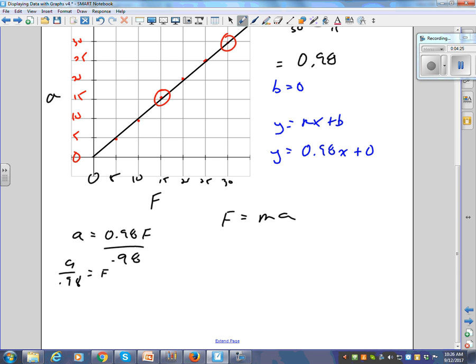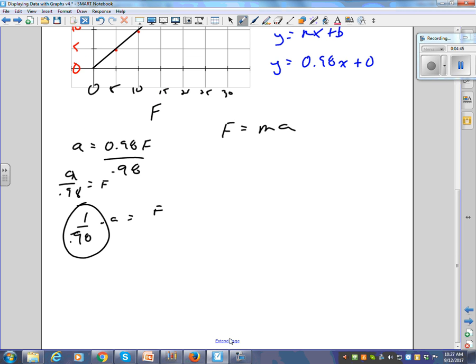Well, that's not m times a, right? What I'm trying to say to you is, what's the mass? Do you know? Is it 0.98? It's actually, this is going to be 1 over 0.98 times a is equal to F, and so the mass is actually equal to 1 over 0.98, which I think is like 1.02. You can find out the mass of the object.